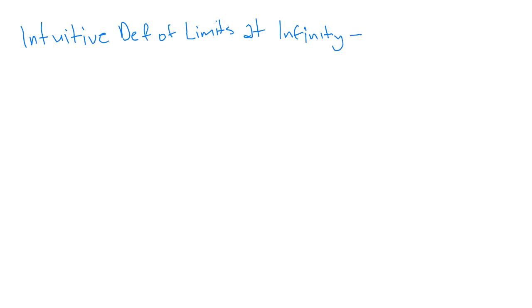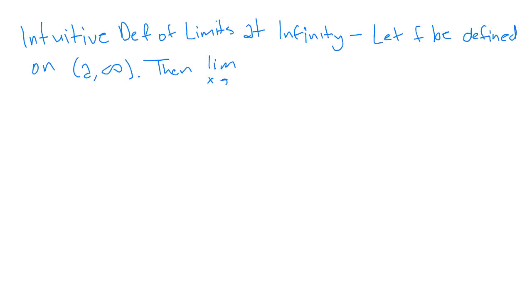So what we're going to say is we're going to let some function f be defined on the interval a to infinity. So just any number a. All right, so we can then say that we have a limit as x approaches infinity and it equals some number L. Well, that's going to mean that f of x is going to approach that value L as x gets infinitely large.